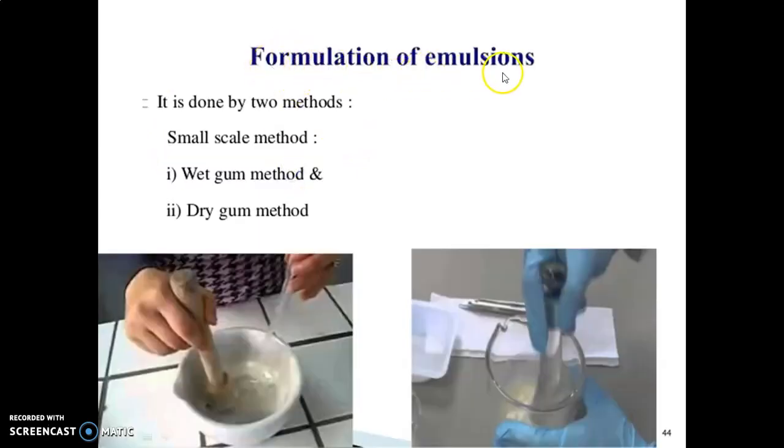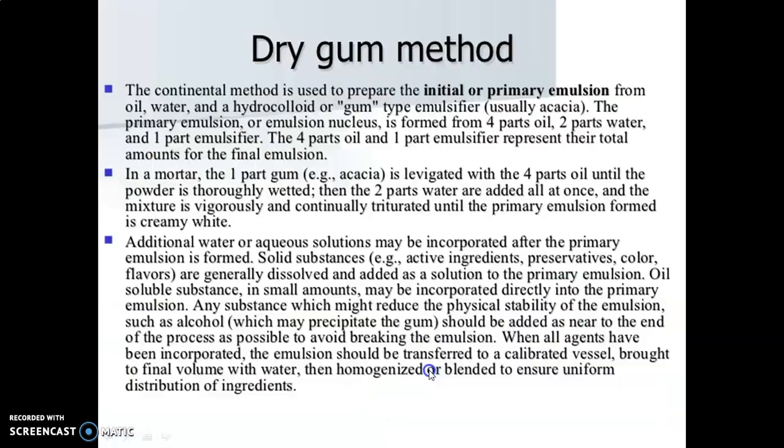The formulation of emulsions is done by two small scale methods: wet gum method and dry gum method, while the third one, also shown in these diagrams, is the bottle gum method. So let's see the first method, which is the dry gum method.